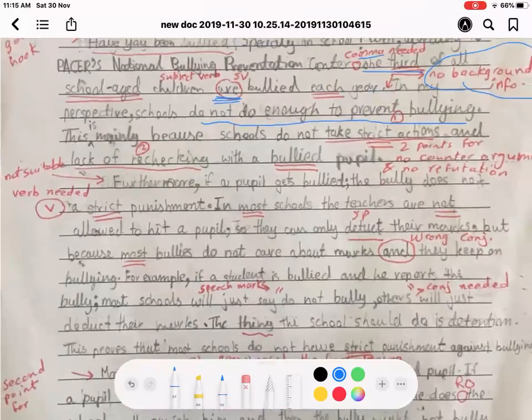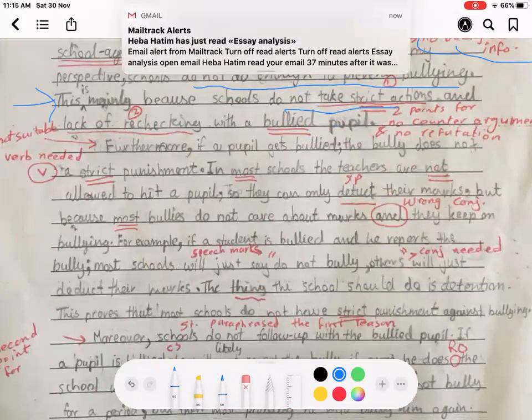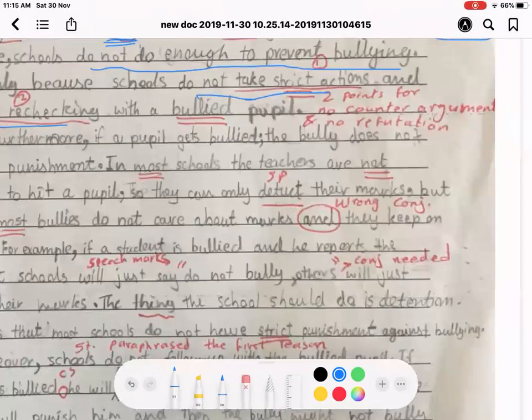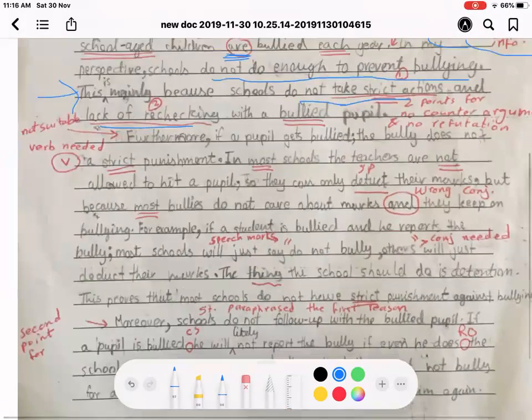For the third sentence in the introduction, he wrote, "This is mainly because schools do not take strict actions." That's the first reason. This is actually part of the claim, because "do not take strict actions" and lack of rechecking with a bullied pupil, that's the second reason. Here, he mentioned two points for his opinion, and no counter argument and no refutation mentioned as well. That's in the introduction.